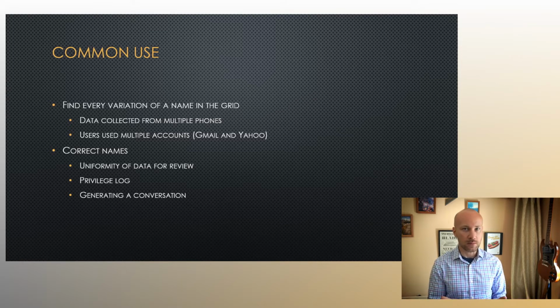So why would you do that? One reason is for uniformity of review. It is easier to review when you have a person's name and maybe their email address. In some cases, you could have just somebody's email address, which could be something cryptic like ABC1234, and you need to know it belongs to a certain person. The other reason you may want to clean up your names is for privilege log. Sometimes people don't want to include emails and phone numbers on the privilege log, they just want the name.